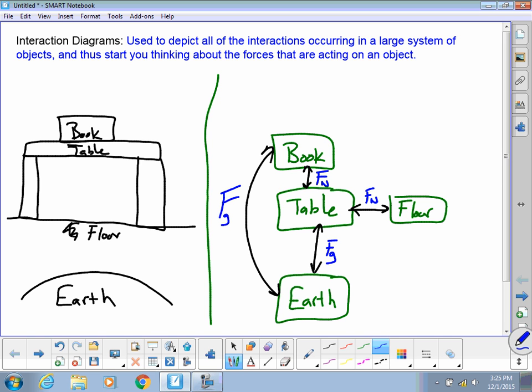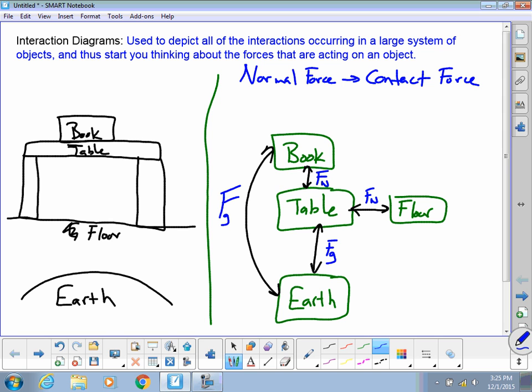Now, a couple of things here that I also want to talk about. The normal force is a contact force. That means that that force is only being exerted because there is physical contact between the two objects. The normal force on the book by the table is only there if the book is on the table. If we pick the book up off the table so that they're not in contact, then that force is not a part of the interaction diagram.